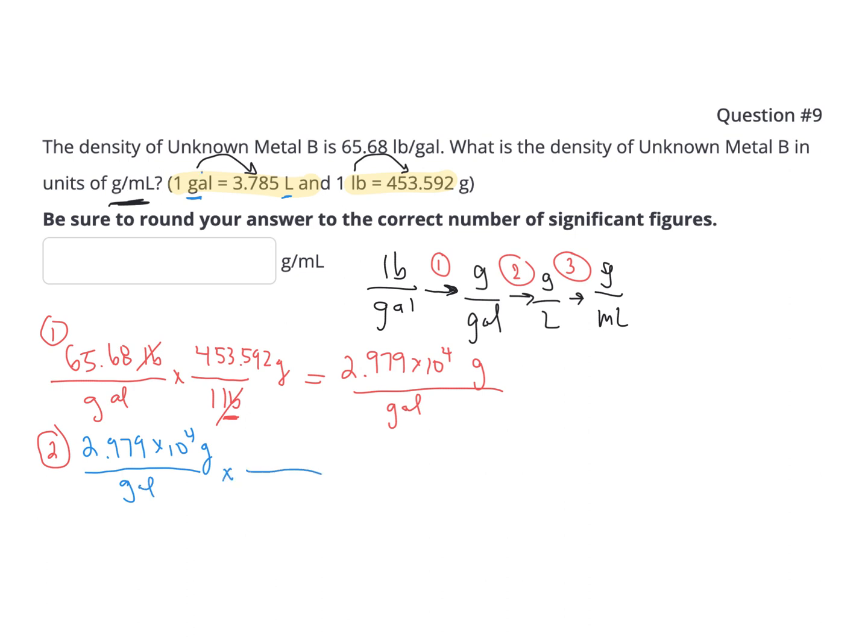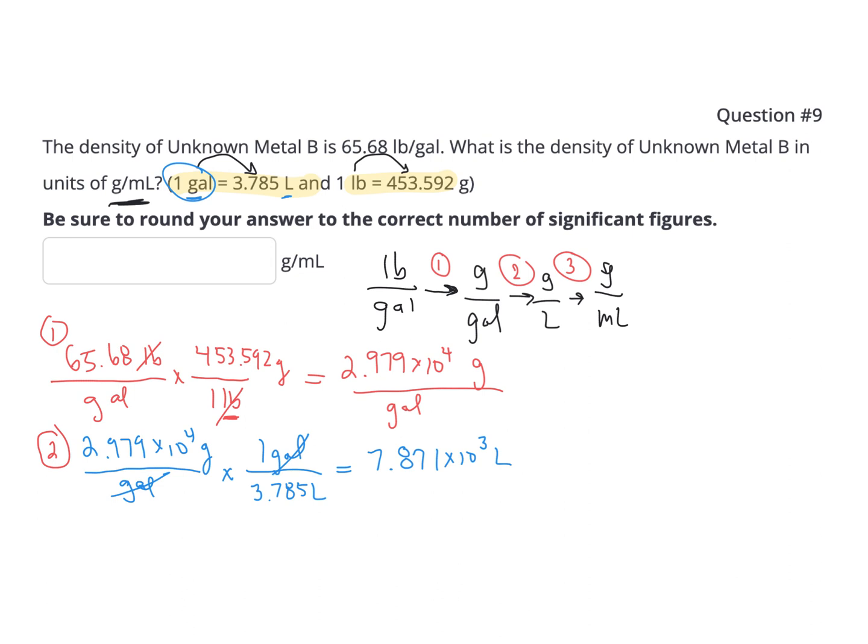And they tell us for every 1 gallon, and now we want gallons up here because we want that to cancel out. We want them across from each other. For every 1 gallon, we've got 3.785 liters. So now gallons will cancel out. We're going to divide by 3.785. And I get 7.871 times 10 to the 3 liters.